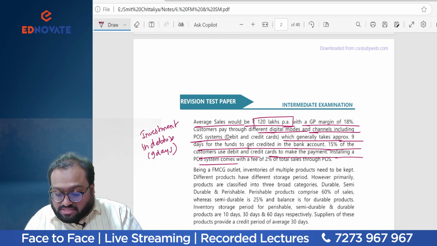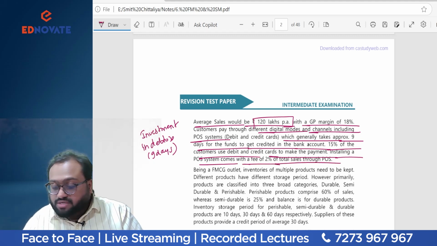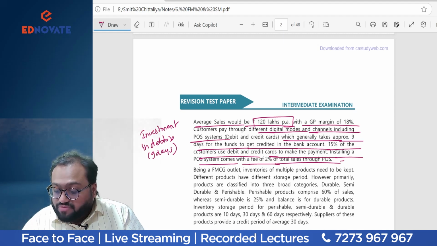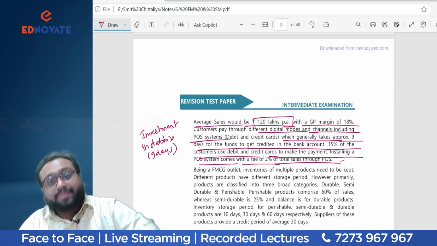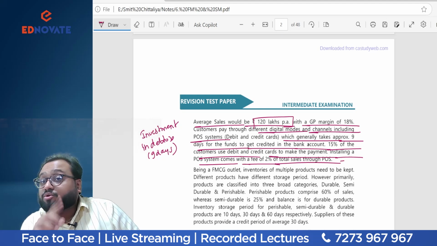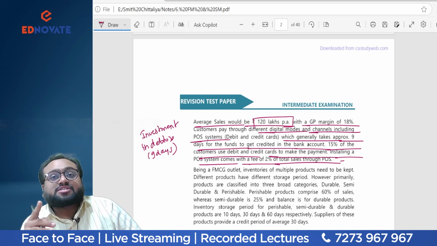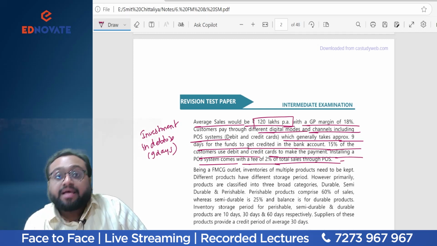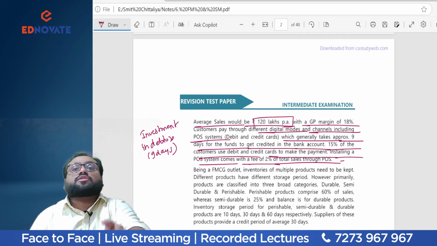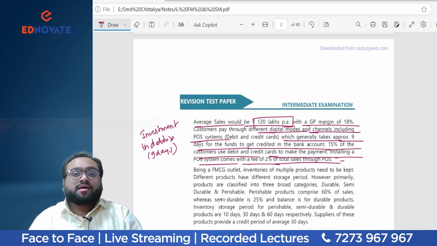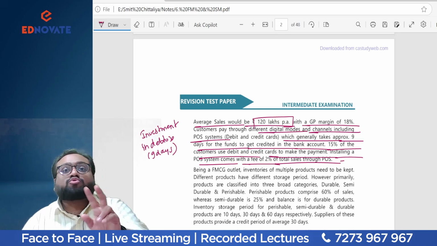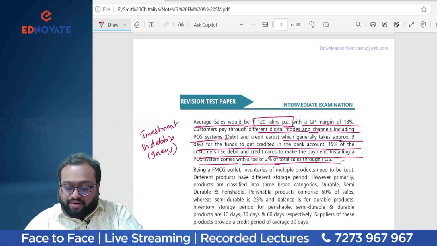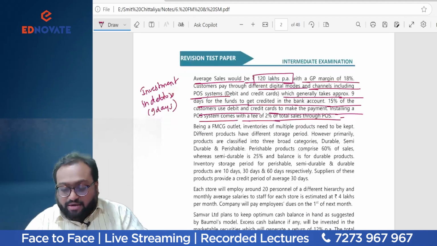Installing a POS system comes with a fee of 2% of total sales through POS. Completely understood, 2% will be the processing charge the company needs to bear. And one more thing: my total sales is 120 lakhs, my GP margin is 18%, and around 15% of customers are using this POS service. This money will be received in the company's bank account 9 days after the date of payment, and 2% is the charge the company has to bear for using the debit card and credit card. Completely fine. The paragraph is done. I took the crux from the question.